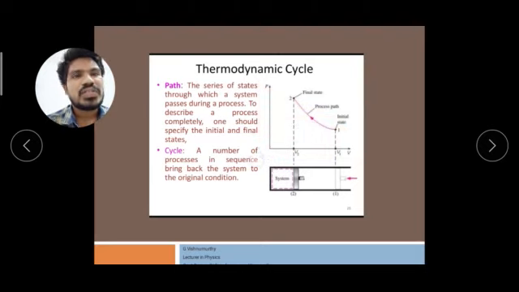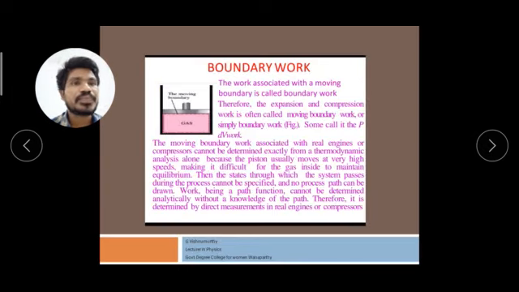The path is the series of states through which a system passes during a process. To describe a process completely, one should specify the initial and final states. The cycle is a number of processes in sequence that bring the system back to the original condition. So this is about the thermodynamic cycle.